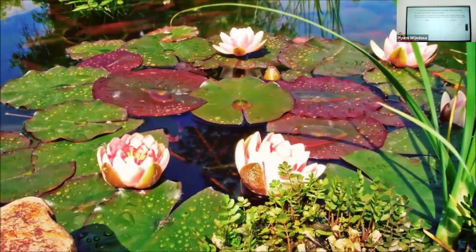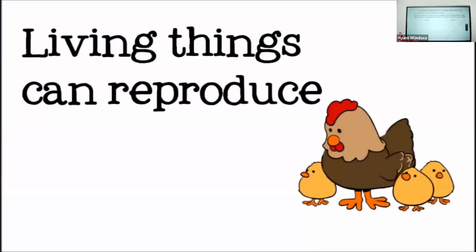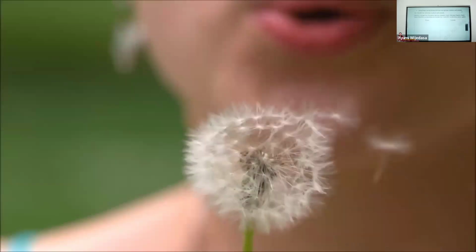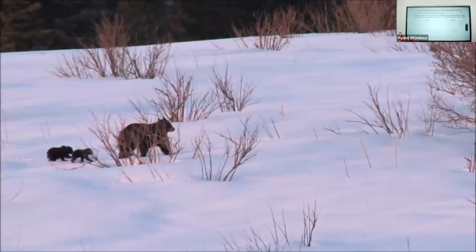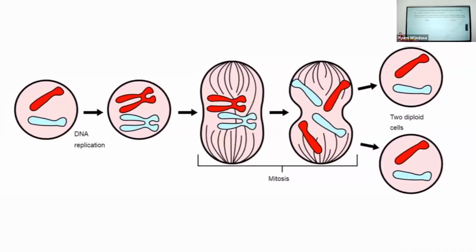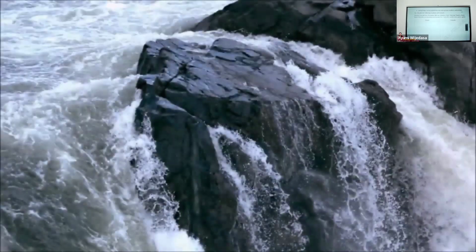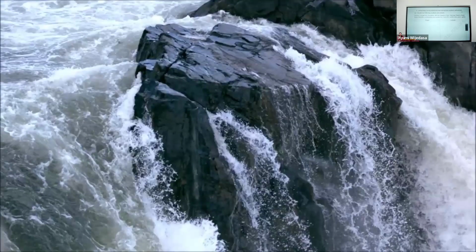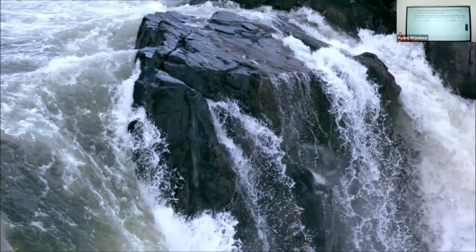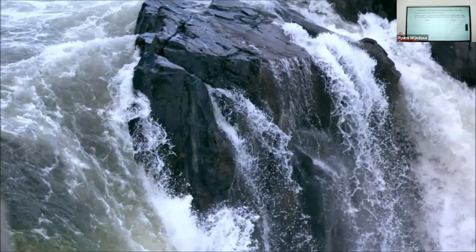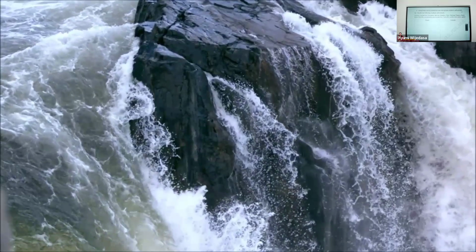Finally, all living things can reproduce. Whether this means making seeds, having babies, or even just dividing, living things can make more of themselves. Now that you've learned how to tell if something is living or non-living, let's look at some examples and see if you can tell whether they are living or non-living.